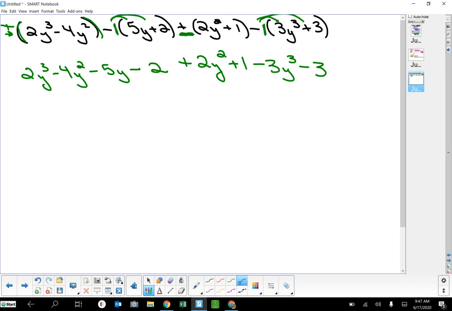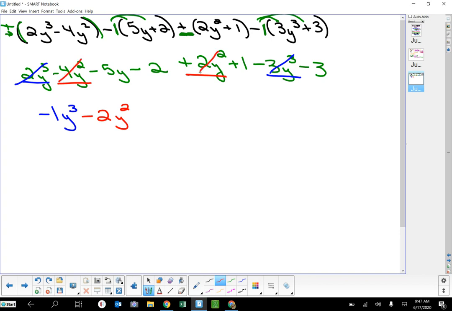So I'm going to start with my highest degree, my highest exponent. And I have a 2y cubed, any other y cubes, and a negative 3y cubed. 2 minus 3 is -1. So this is technically a -1y cubed. That uses both of those terms. I'll change colors here for each one. Then I have a negative 4y squared and a plus 2y squared. So that's a plus, nope, I'm sorry. That's a minus 2y squared.